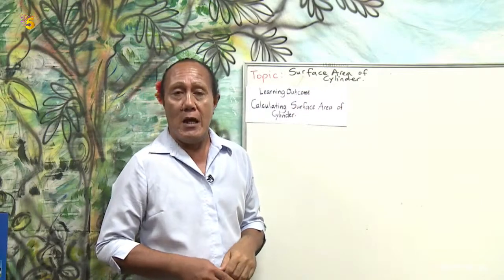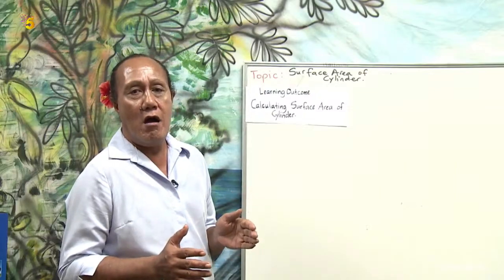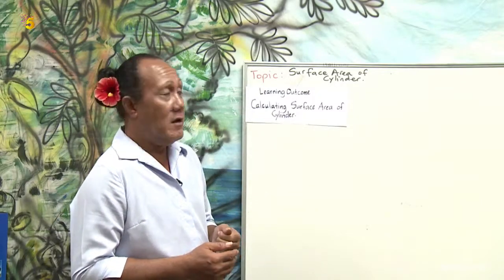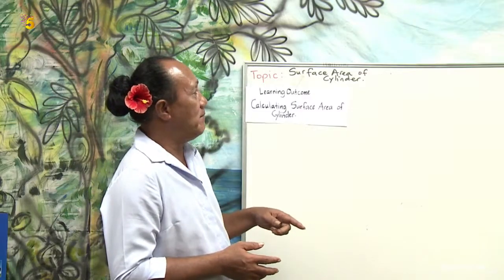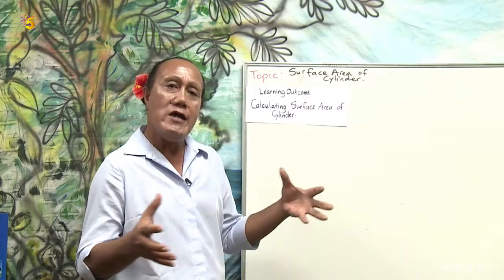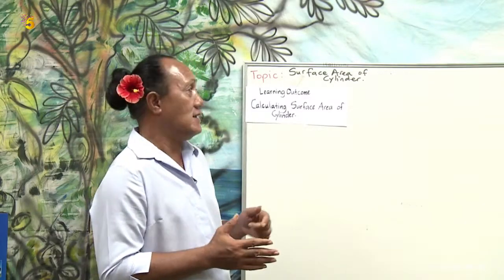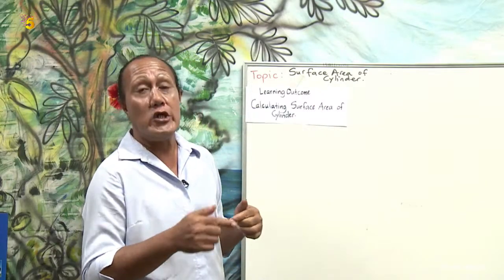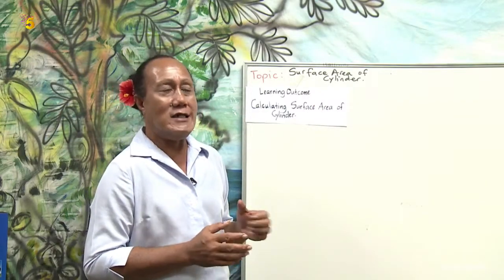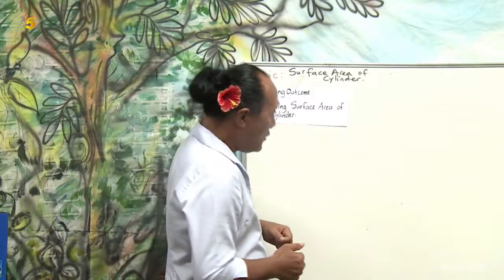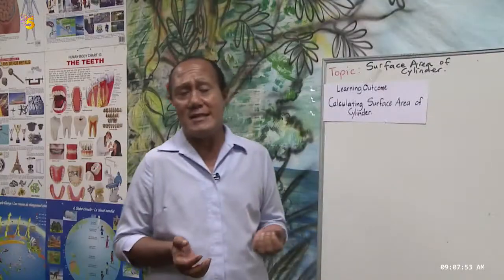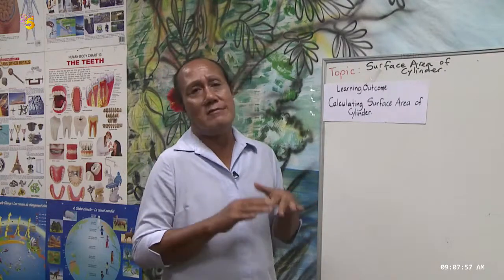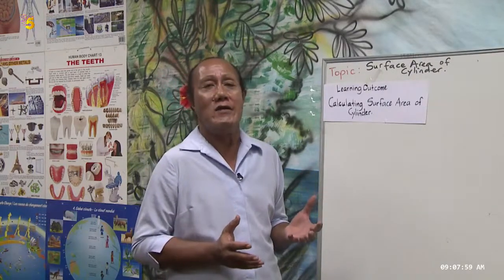Surface area is the total area of all the shapes in a solid, and cylinder is a circular prism solid. Okay, I know every one of you has seen a cylinder before, and you have learned about this solid before.